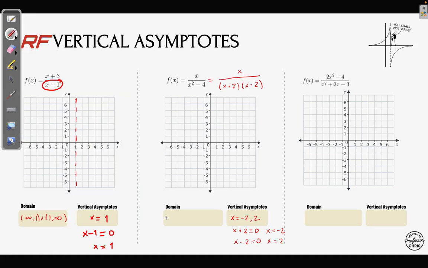That means that our domain stretches from minus infinity to minus 2, then from minus 2 to 2, and from 2 to infinity. And we're going to sketch two vertical asymptotes, one at positive 2 and another one at negative 2.